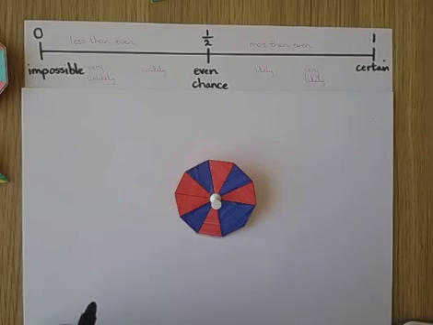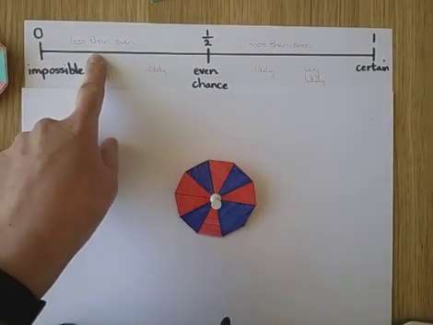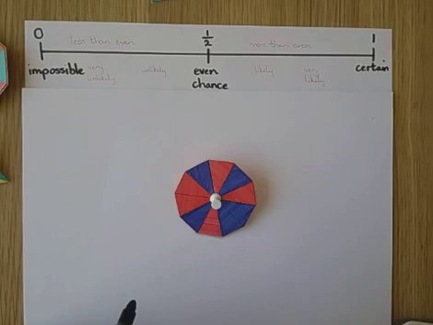And then in between those words, we've got less than even, and less than even describes something that is either impossible or very unlikely or unlikely to happen. Or we've got more than even, which describes something that is likely to happen, very likely, or certain to happen. If you need to, go and watch videos 1 and 2 if you need to go over those.